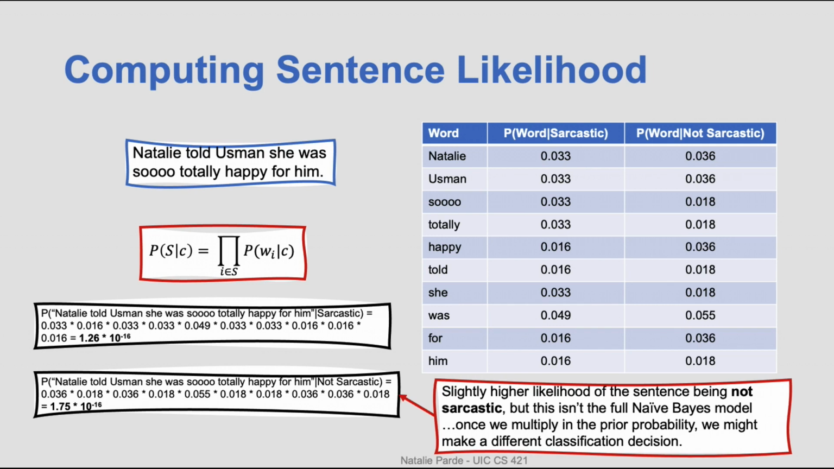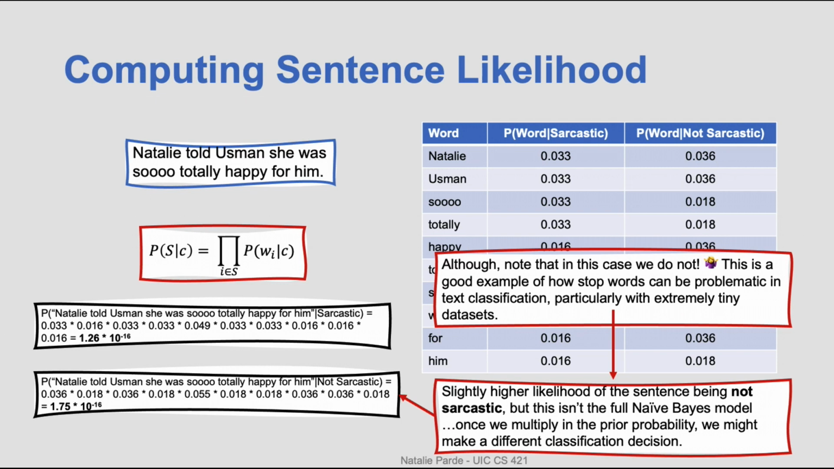So interestingly enough, we actually end up finding that there's a higher likelihood that this sentence belongs to the language model we created for the non-sarcastic class than the sarcastic one. Of course, if we went on to make a classification decision, our decision would depend not only on the sentence likelihood, but also on the class prior probabilities.